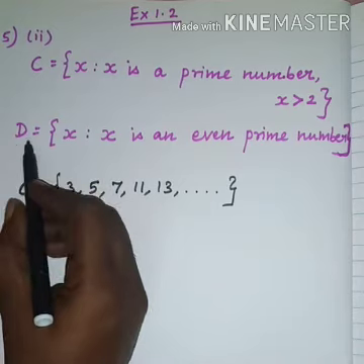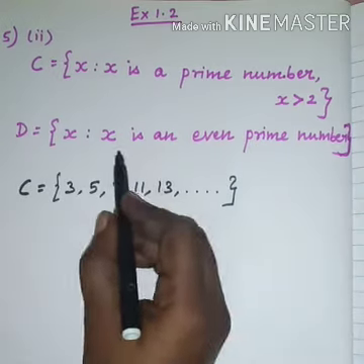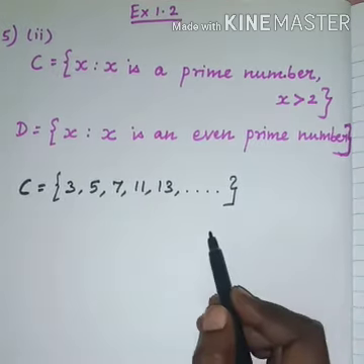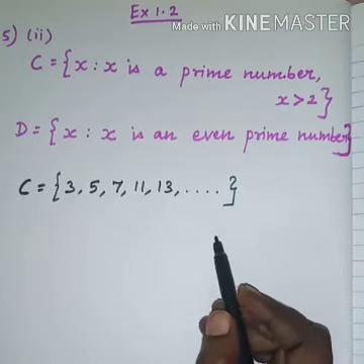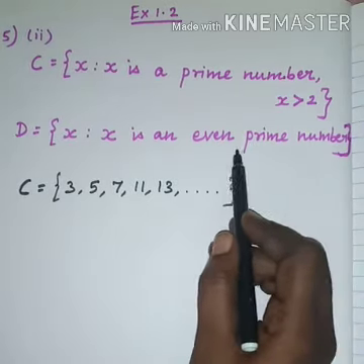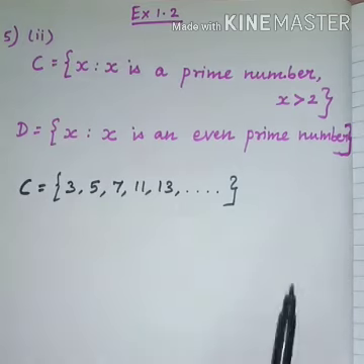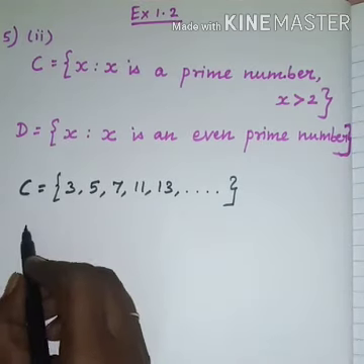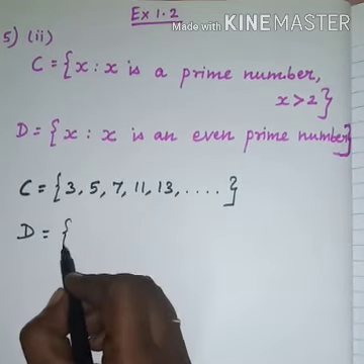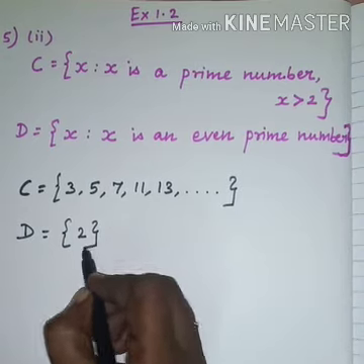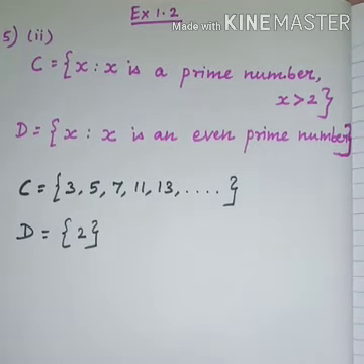And the set D is equal to the set of X such that X is an even prime number. The only even prime number is 2. So set D is equal to {2}.